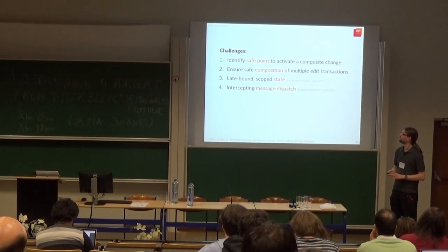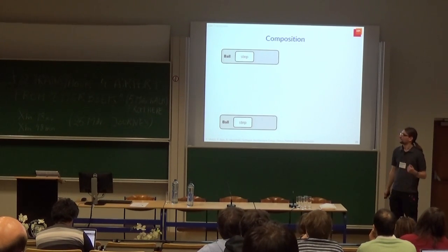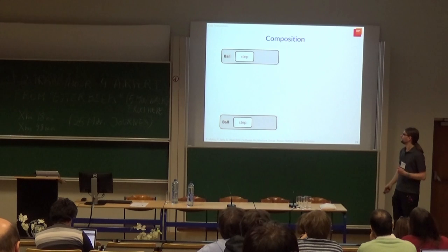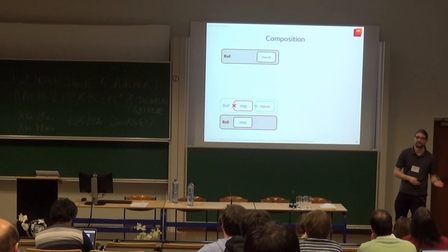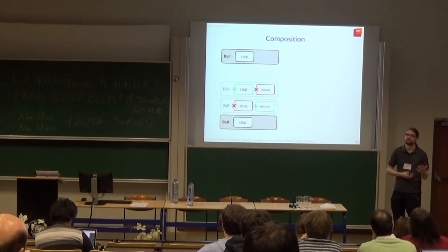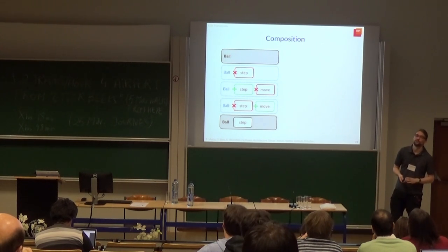So the next challenge would be to ensure the safe composition of those edit transactions. Okay, so this is the base system, and this is the view the runtime has on that system. And we will now add certain edit transactions which remove the step method and add a move method to our board class. So in the view, the board will now only have a move method, not a step method anymore. Then on top of that, we make another change and just revert what we have done before. So we add a step method and delete the move method again, record that as an edit transaction and activate it. So we see this view in the runtime again. Then we make another change, which is deleting the step method. So I have no methods at the moment.